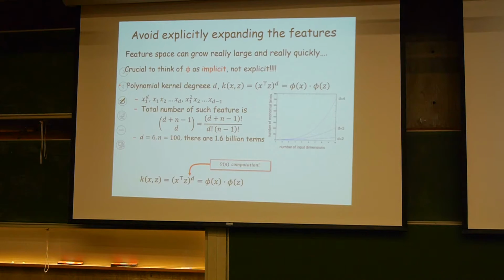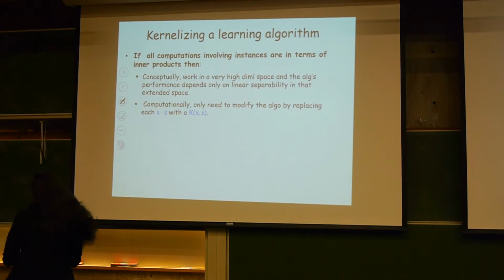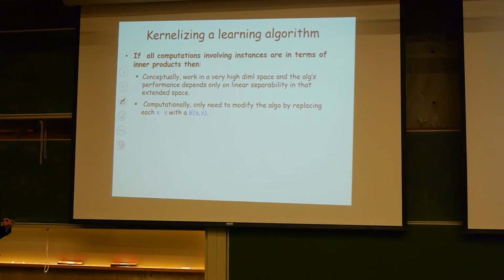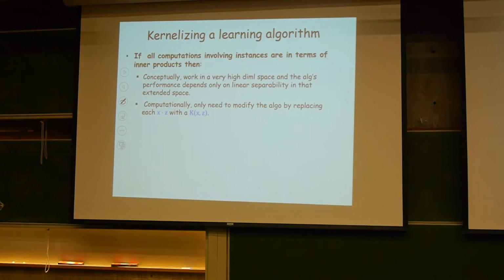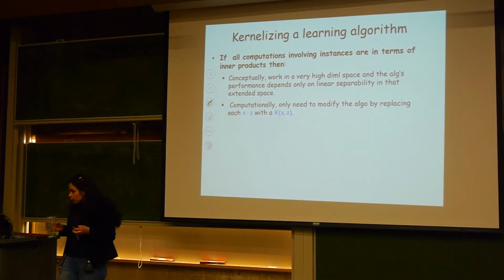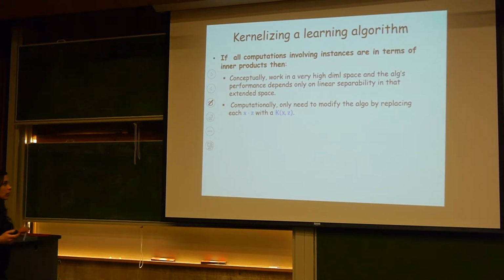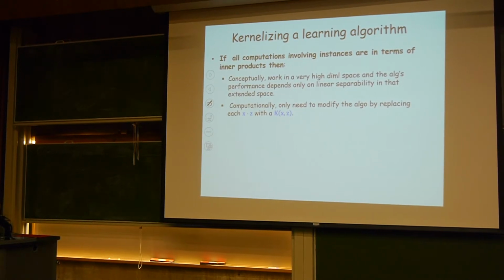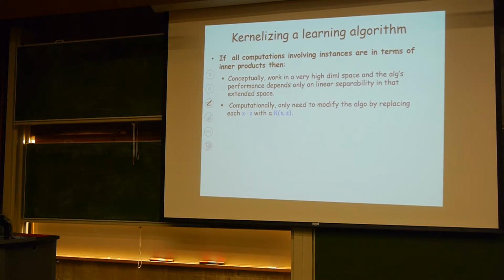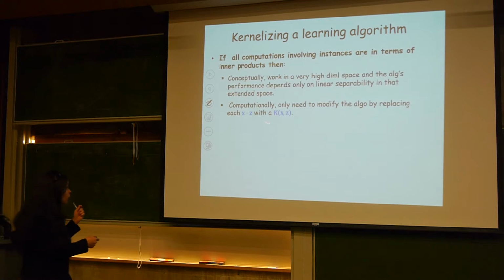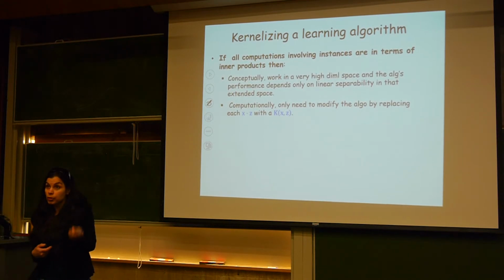Okay, but now, how do I use kernels? Okay, I said I don't want to go explicitly into the high dimensional feature space. Why are they useful? Okay, and here is why they are useful. And this will relate to Perceptron and SVM and everything else. It turns out that there are certain types of learning algorithms, like Perceptron or SVM, that can be kernelized. And what do I mean by kernelization? It turns out that if all the computations involving instances are in terms of dot products, then I can replace the dot product computation with a kernel computation from a computational point of view.